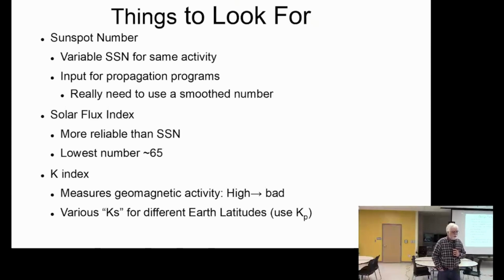And the lowest number for that, by the way, is 65. We used to say 67, but last solar minimum, it went down to 65. And the history of the solar flux is really interesting, but I'm not going to go into that here. I mean, of measuring the solar flux.